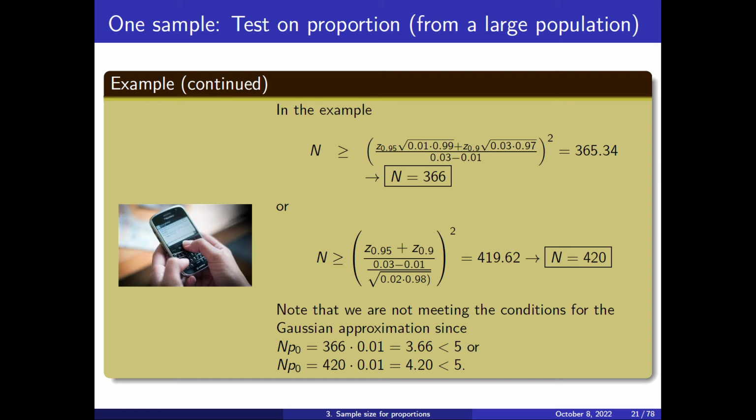So we see that we have good approximations, and we should always make sure that the conditions for the Gaussian approximations are met, and in this case we're not meeting them. One of the conditions was that n times the proportion was larger than 5, but in both approximations we have a value smaller than 5. So we are not meeting them, but we are not far from the threshold, and still the values are more or less in the same ballpark.